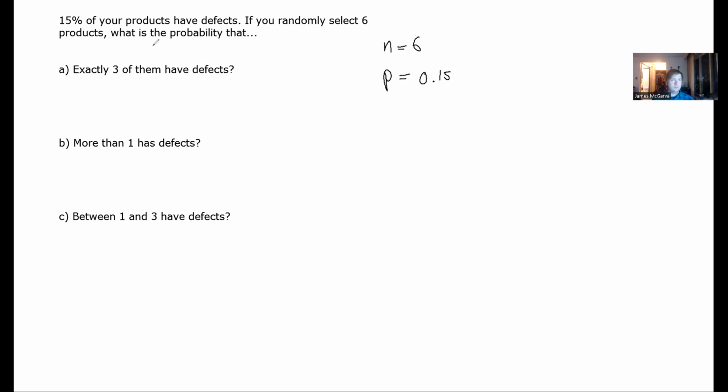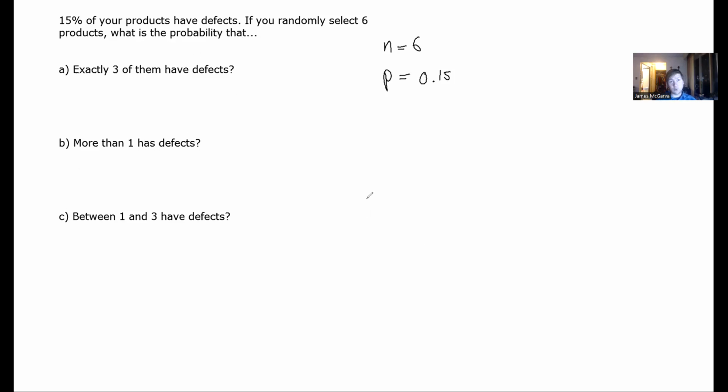Right now, with these questions, we get to define success to be whatever we want. So you might think finding a defect isn't really a success, but we can define it to be a success if we want to, right? We get to decide what is success and what is failure. And maybe for us, finding a defect is a success. So that's fine. So we're going to want to know what's the probability exactly 3 of them have defects.